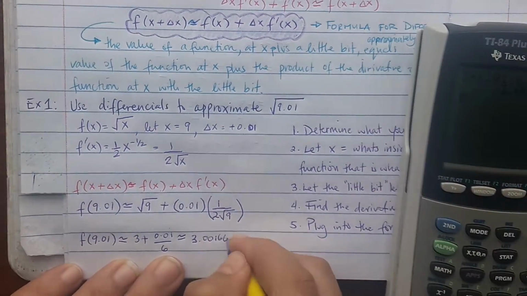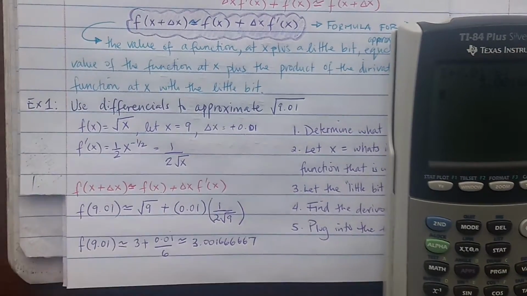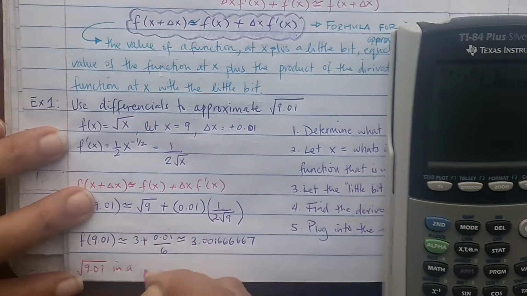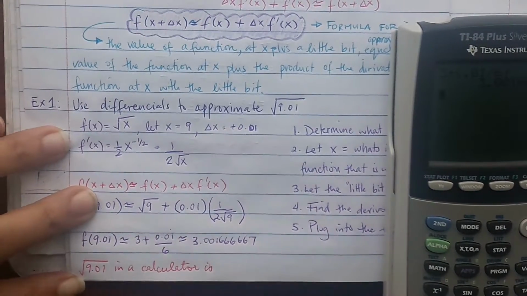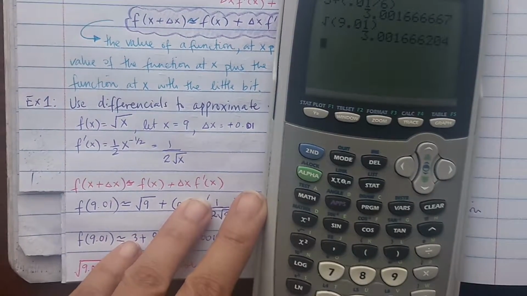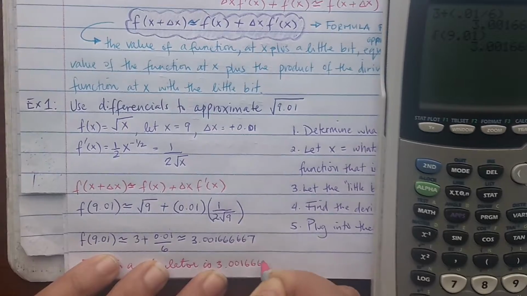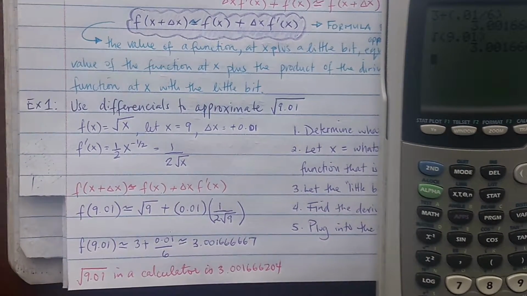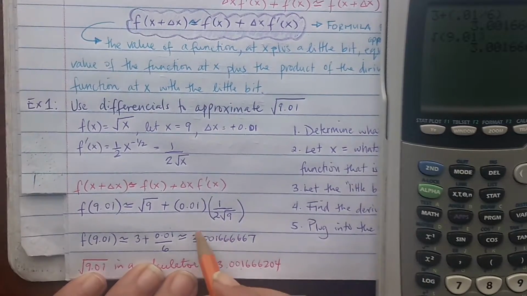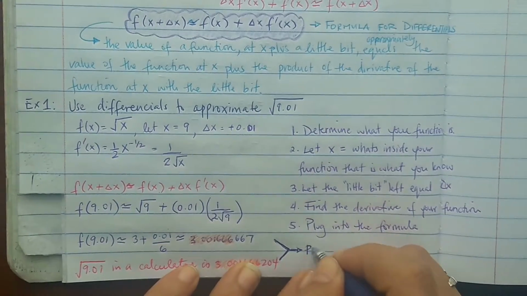Now, this is just an approximation. So now I'm actually going to type in what is the square root of 9.01 right into the calculator. And when I do that, I'm going to get 3.0016666204. So you see, I'm going to color what they have in common. See, so they have quite a lot of numbers in common. So this approximation is pretty close.